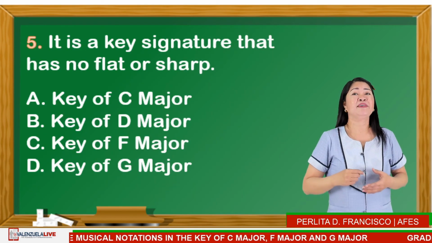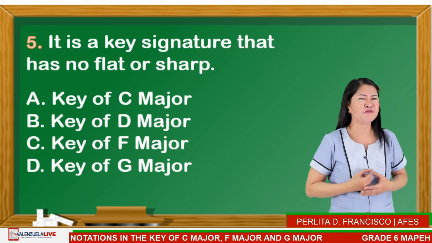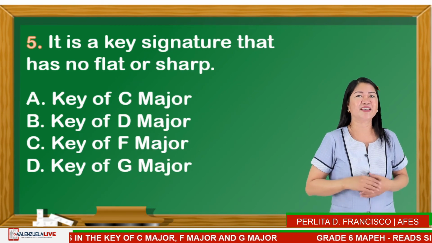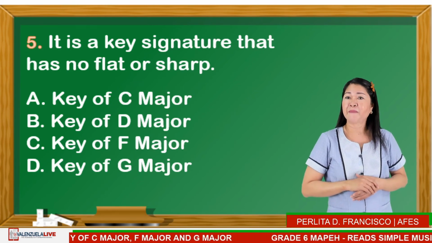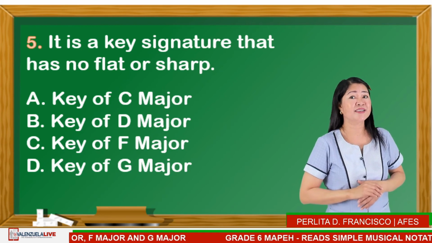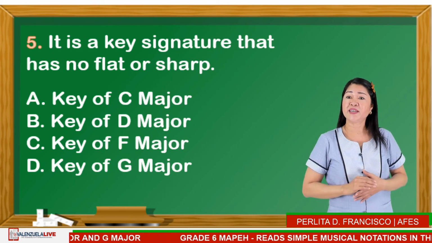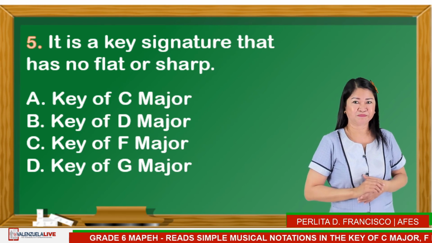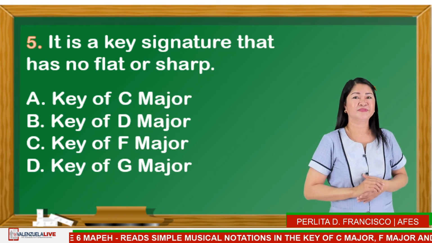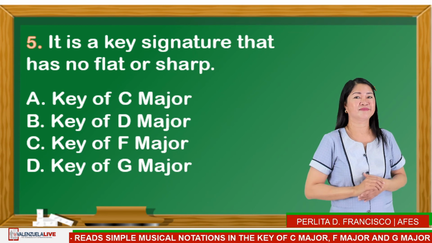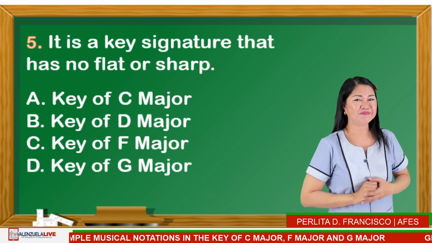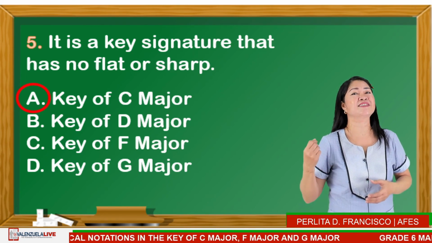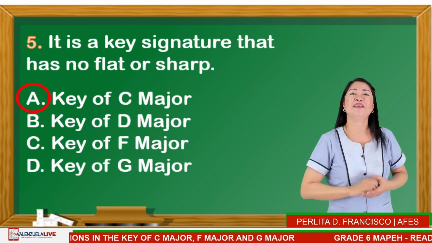Number 5. It is a key signature that has no flat or sharp. Is it A, key of C major, B, key of D major, C, key of F major, and D, key of G major? Okay, time is up. The answer is? Very good. Key of C major.